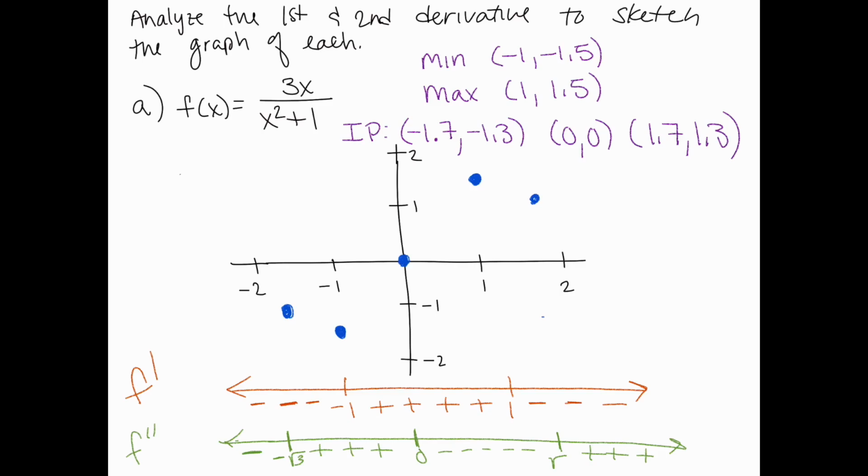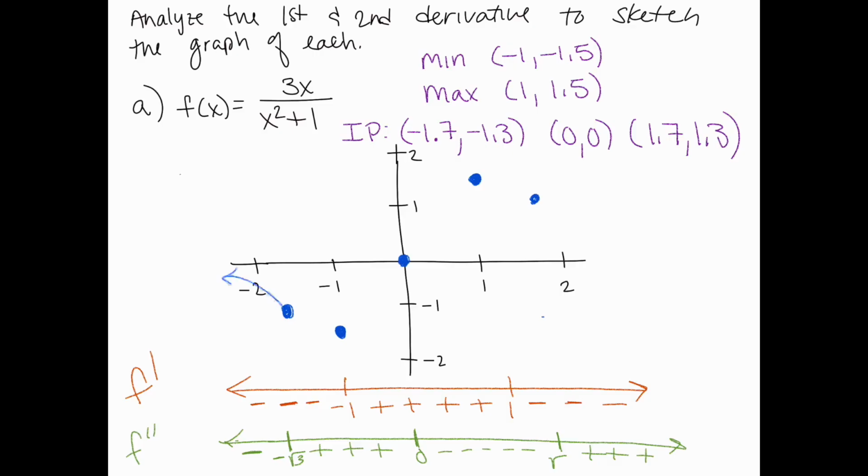And then finally, I am going to really connect the dots using the information in these number lines. And so I'm going to work from left to right. If you look at the leftmost side of the graph, the left edge of my number lines, my first derivative is negative and so is my second derivative. That tells me I should draw something that is decreasing and concave down. And so that's what I've done, decreasing, concave down.